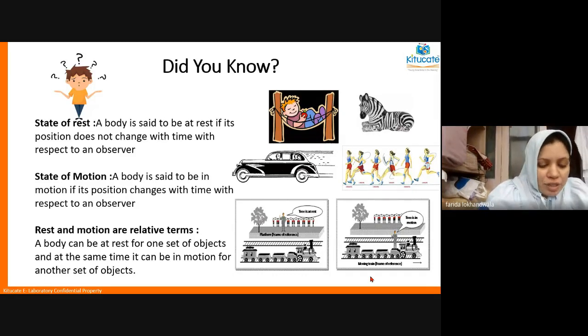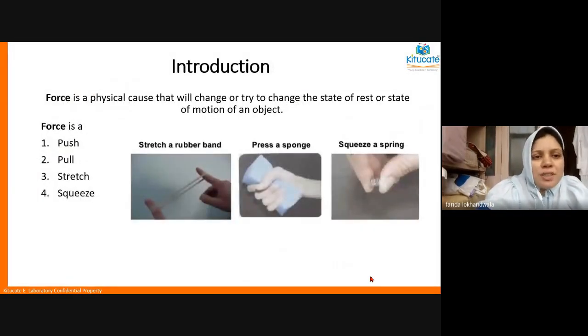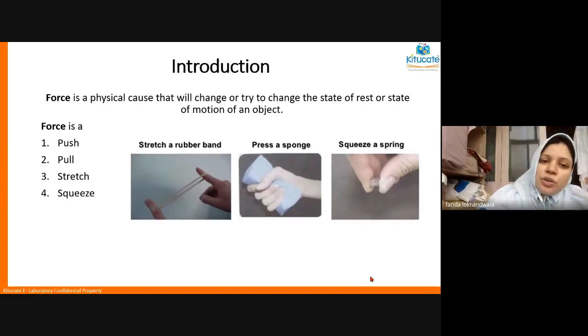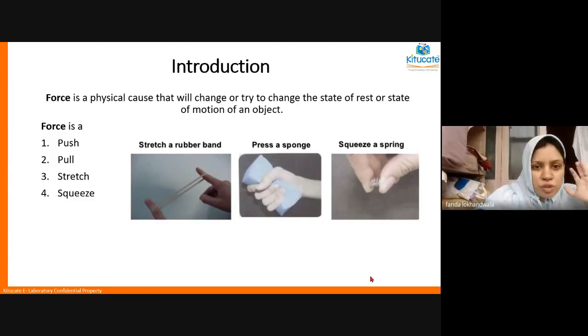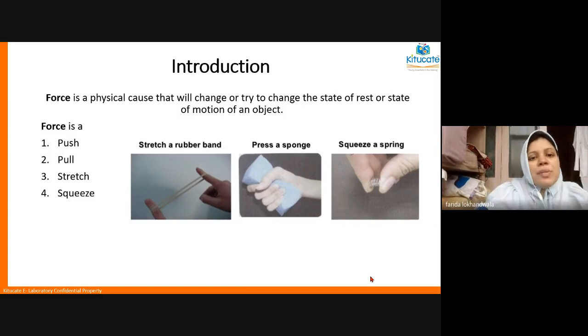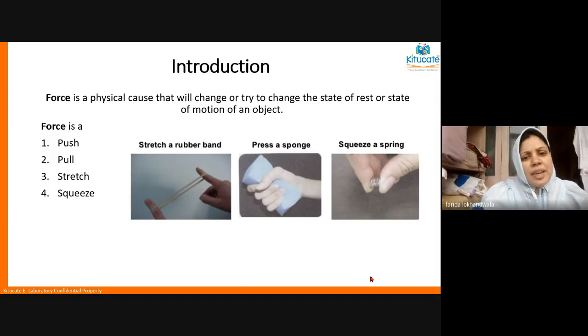What is force? We'll go to our slide. Next slide. Force is basically something that will try to change, and if it is successful, well and good, it will change the state of rest or state of motion of an object. So if something is at rest, you are bringing it into motion. If something is in motion, you are bringing it to rest. That is what you, as a whole, will define as a force.